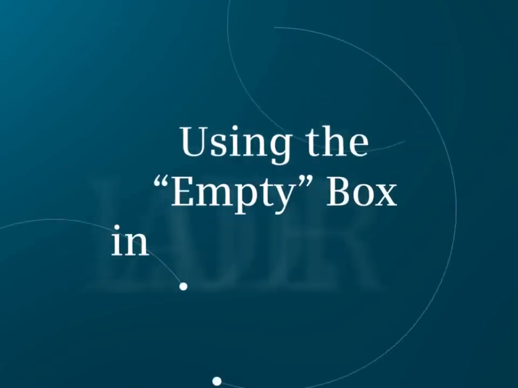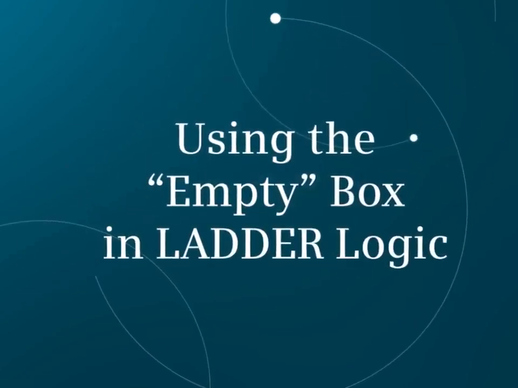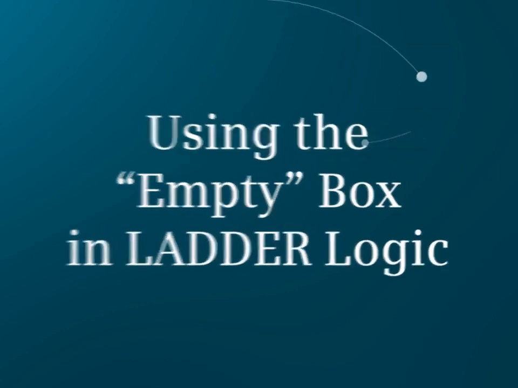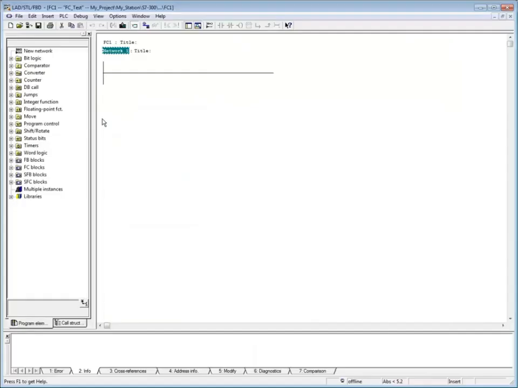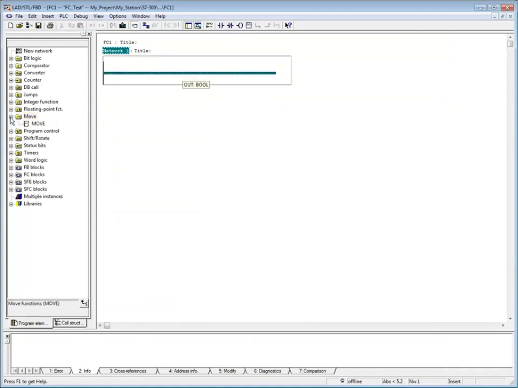This video shows several ways to use and several uses for the SIMATIC Program Editor's empty box for ladder logic. Let's open the block FC1 with a double click. Drop down the Move folder. To transfer data from one location to another, you use the Move command. When you know a command's name, you can use the empty box to insert it into the code quickly, without having to locate it in the programming catalog.